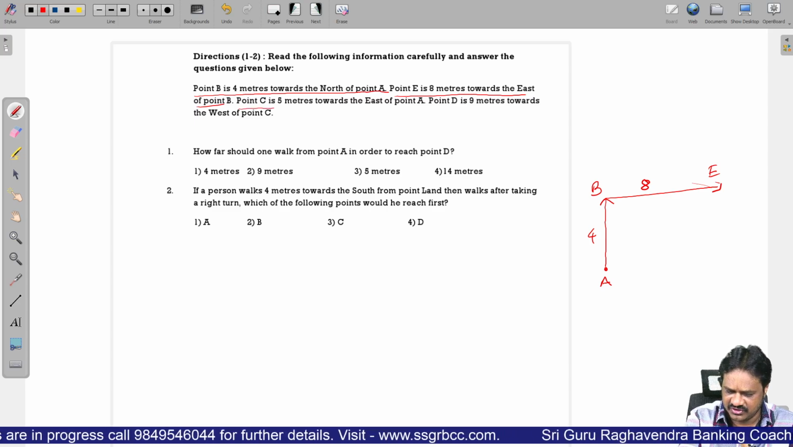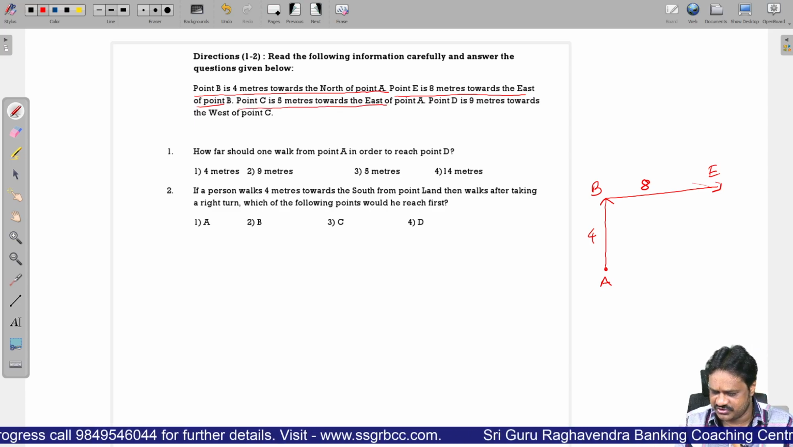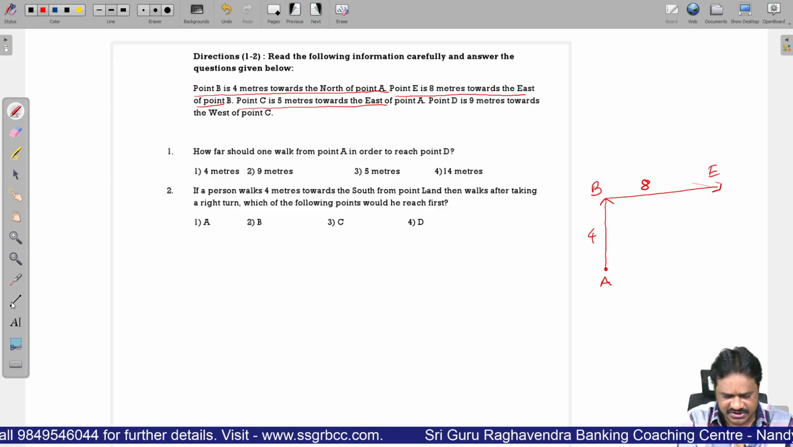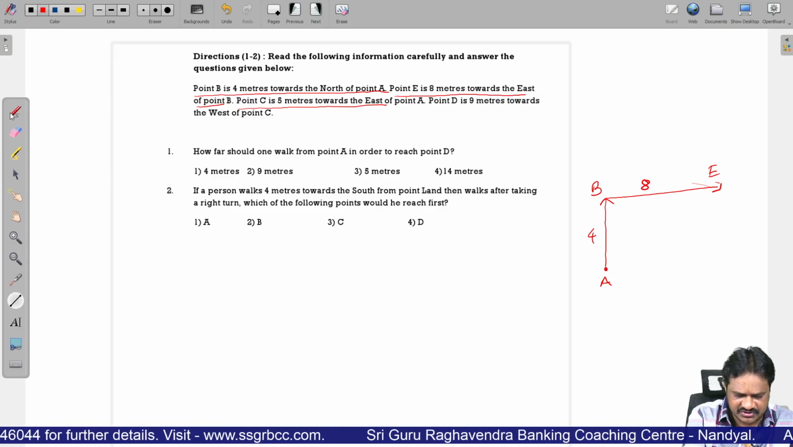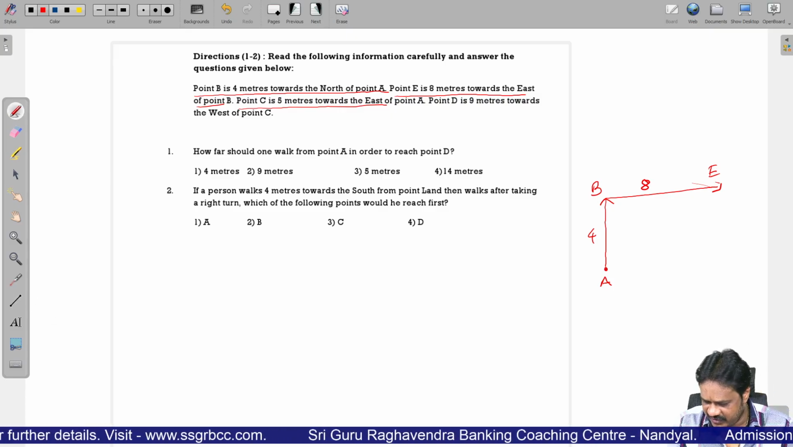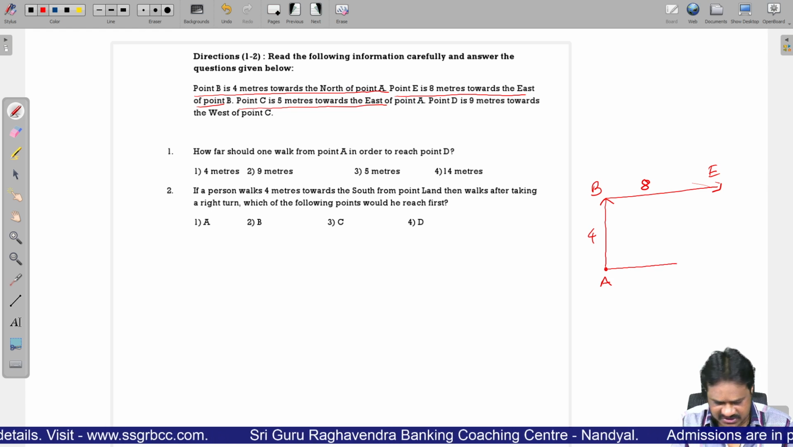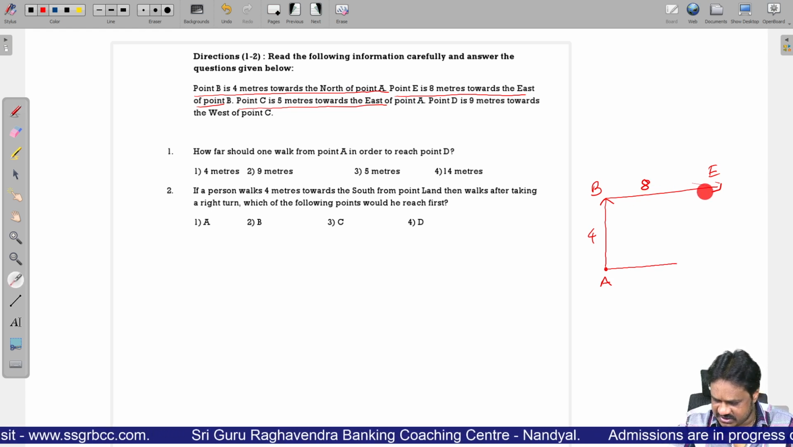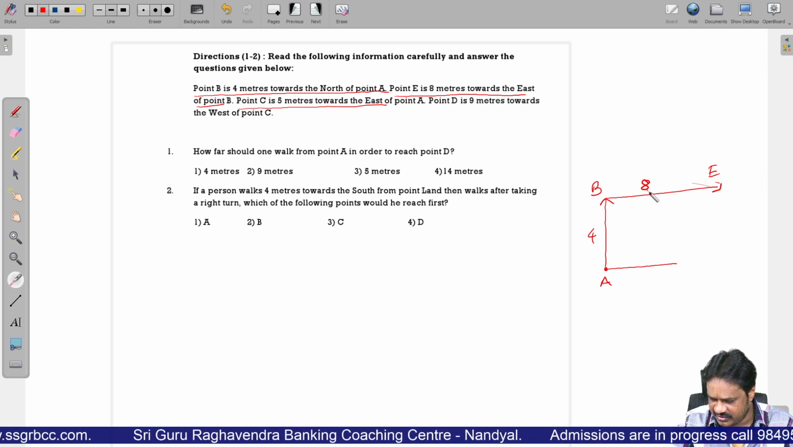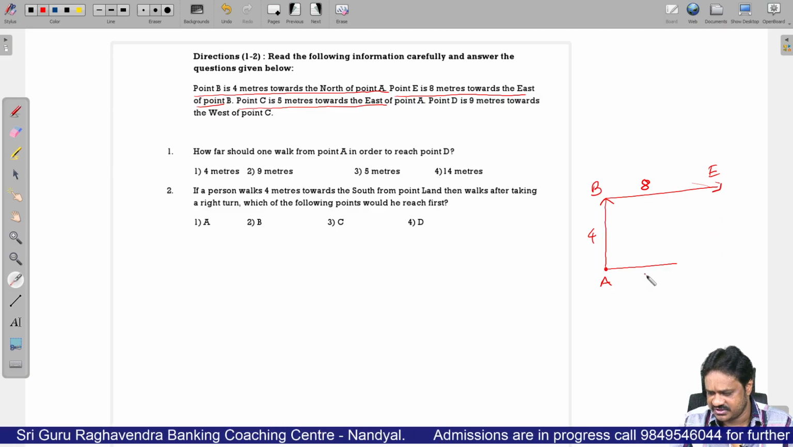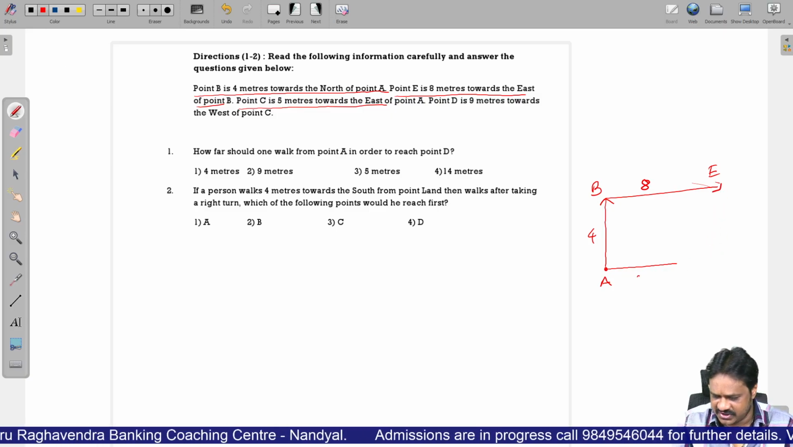Just now I told. Point C is 5 meters to the east of A. Point C is 5 meters only. See, you have to draw one line that is only 5 meters. This is the 5 meters line. See, this is the 8 meters line. We have to draw one small line. This should not be equal to this one. If this is here, it is 8 meters. I am drawing only a 5 meters line. That is point C.